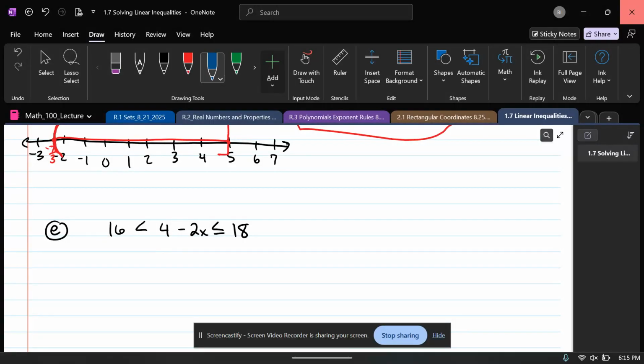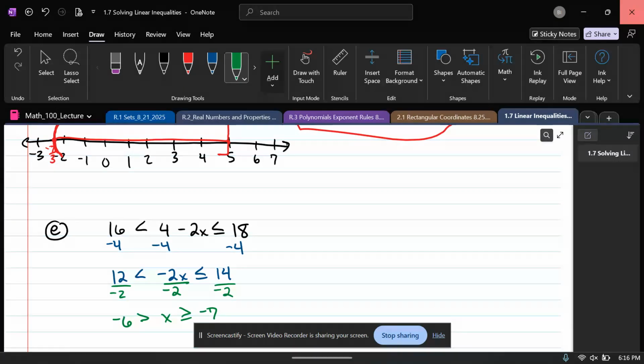How? Subtract 4. So minus 4 all around. That works out nice because 16 minus 4 is 12. And I got a negative 2x, and then 18 minus 4 is 14. Uh-oh. What next? Oh, divide by negative? What? Okay, so that's going to give me negative 6 is greater than x is greater than or equal to negative 7. So it just turned them all around and swapped the signs to negative.